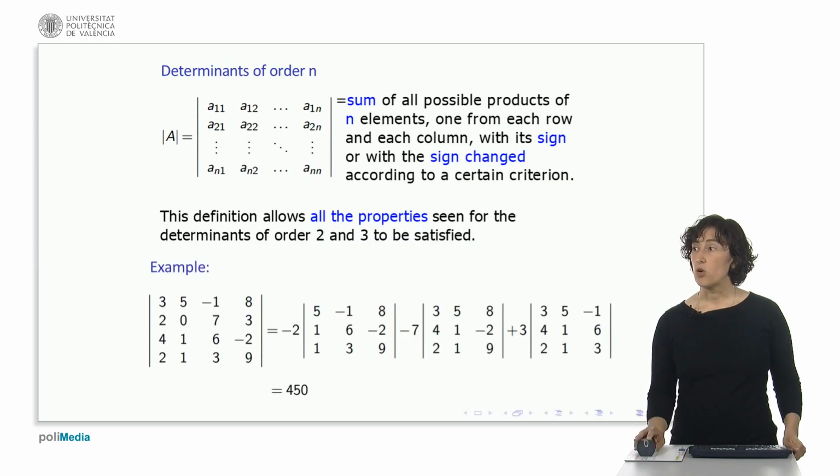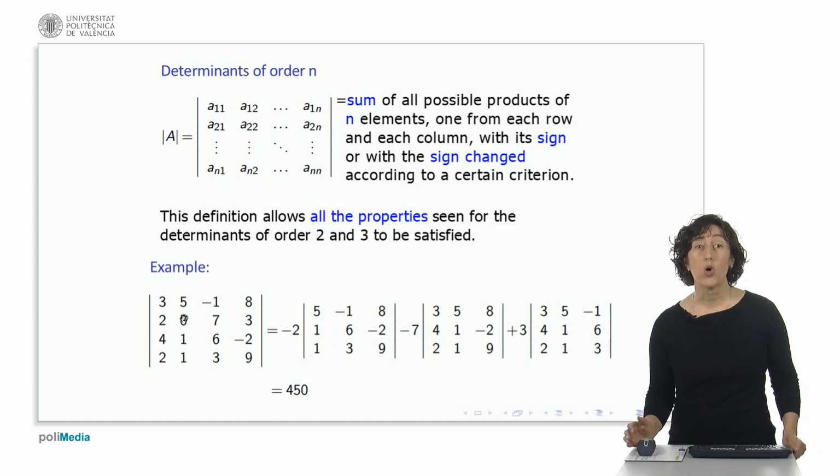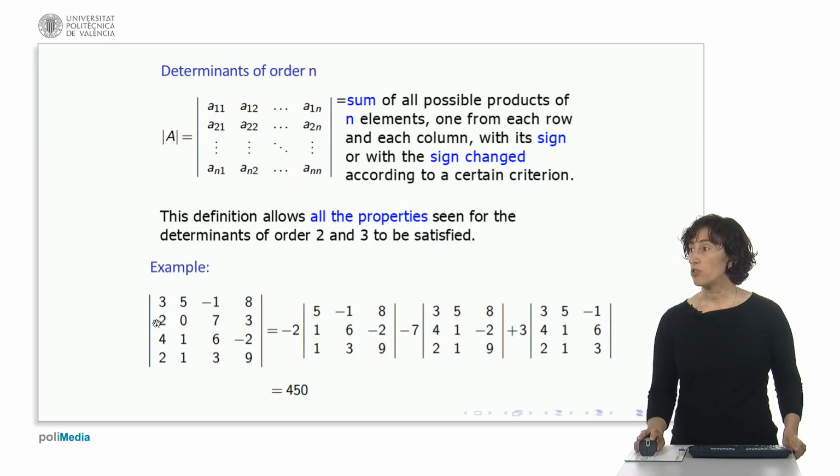In fact, if I want to calculate this determinant 4 times 4, I choose a row, for example 2, 0, 7, 3, because it has a 0, and thus I save a determinant, and I develop by adjoints. 2 times its adjoint, 0 times its adjoint, which I do not write because 0 times something is 0, 7 times its adjoint and 3 times its adjoint. Notice that the sign depends on the position that the element occupies, because this here is the adjoint. Thus, I have reduced a determinant 4 times 4 to 3 determinants 3 times 3, which with the rule of Sarrus we know how to calculate, and the determinant value is 450.